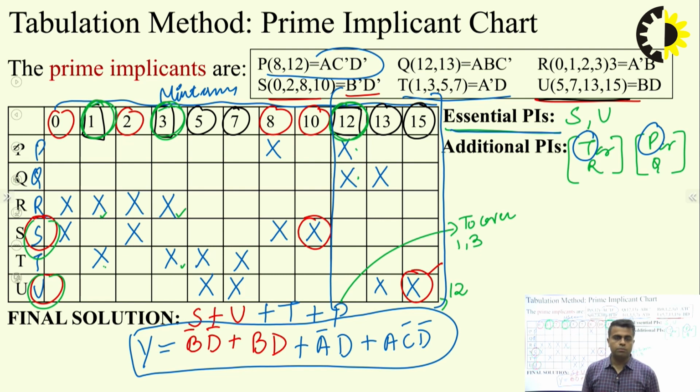So with this we come to the end of this lecture, in which we have minimized a given Boolean expression using the tabulation method. We just need to remember that, like K-map, we need minterms to solve the expression using the tabulation method.